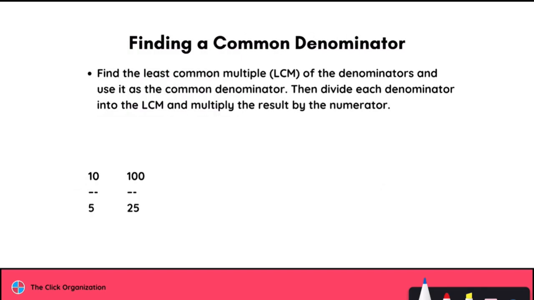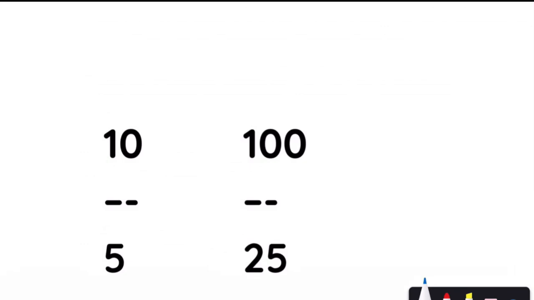The next part, finding a common denominator. In order to find a common denominator, you need to find the denominator's LCM and then divide each denominator into the LCM and then multiply the result by the numerator, okay? So in here, I have 2 fractions. Again, 10 divided by 5, 100 divided by 25. And I want to do an operation, for example, addition, right? If I do the addition, I should have same denominators. And in here I don't have. So what should I do?